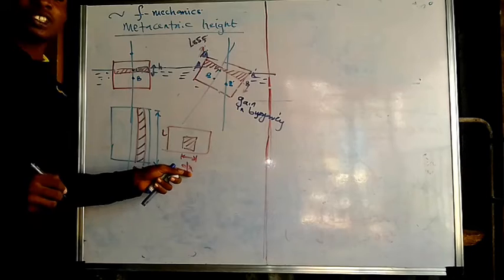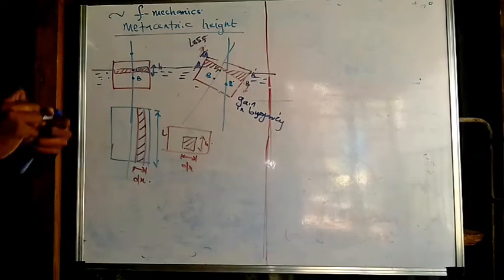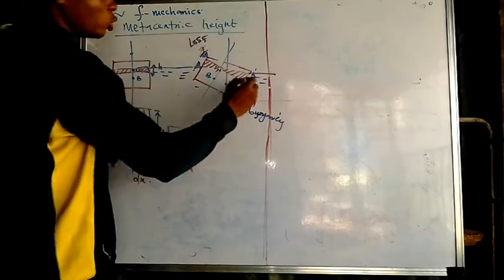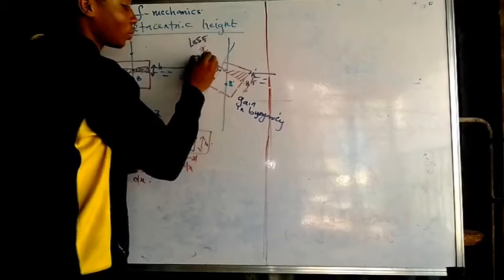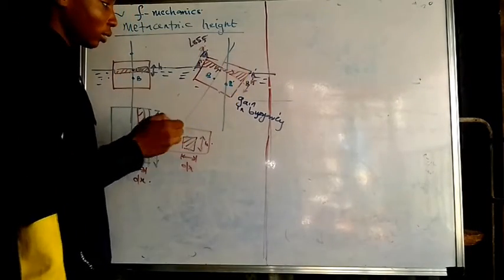This is the thickness of my strip. Why is this the height of my strip? We are considering a small portion of this rectangular body. So when it's given a slight displacement, this will be the height of the strip. Now let's call this a slight displacement. Let's call this angle theta.